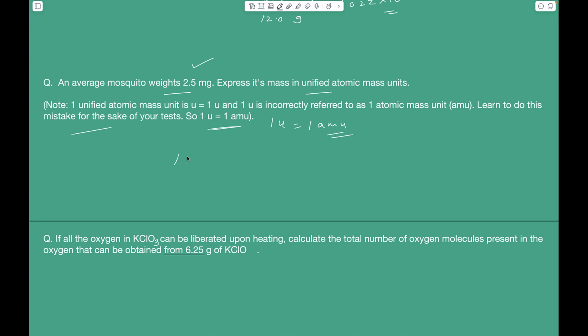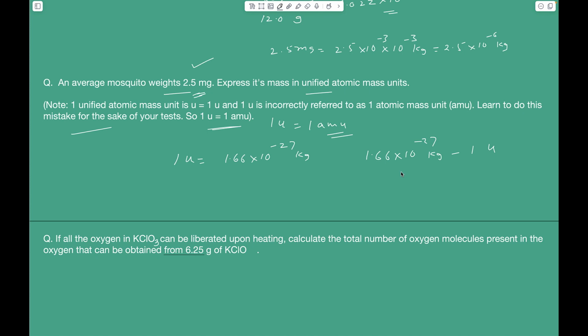You know 1 U is equal to 1.66 times 10 to the power of minus 27 kilograms. And if you flip it, that means 1.66 into 10 to the power of minus 27 kilograms means 1 U. Then how much mass do we have? This mosquito weighs 2.5 milligrams. That means 2.5 into 10 to the power of minus 3 grams, or multiplied with 10 to the power of minus 3 again, kilograms. So it would be 2.5 into 10 to the power of minus 6 kilograms. That is the mass of this mosquito in kilograms.